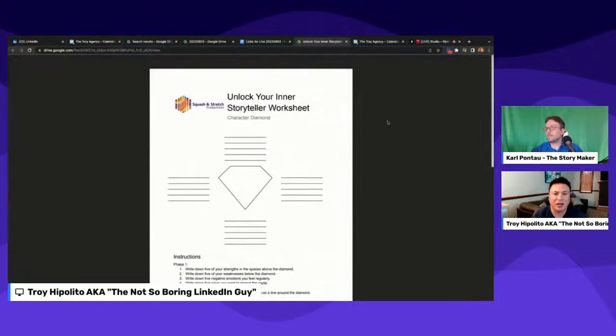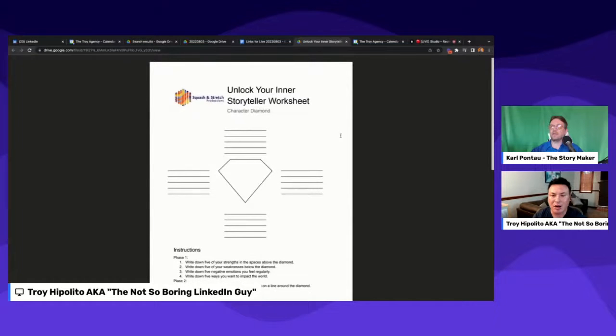So it says unlock your inner storytelling worksheet. It looks like you have 4 different areas that you can write down. The ones on the top are where you put your wins. Can you see the screen, by the way? Yeah, I can see it.